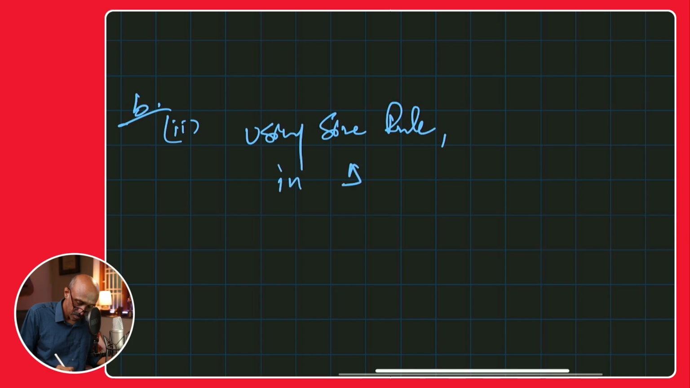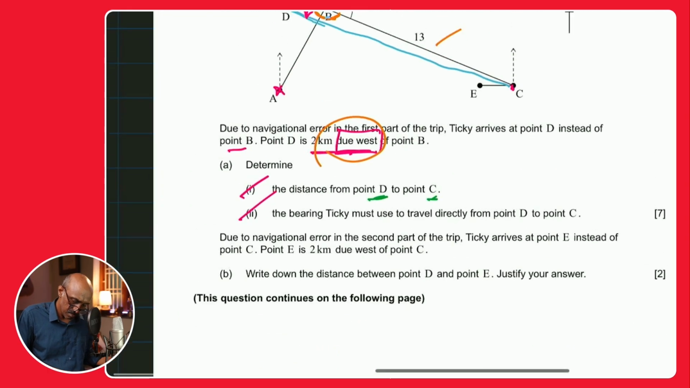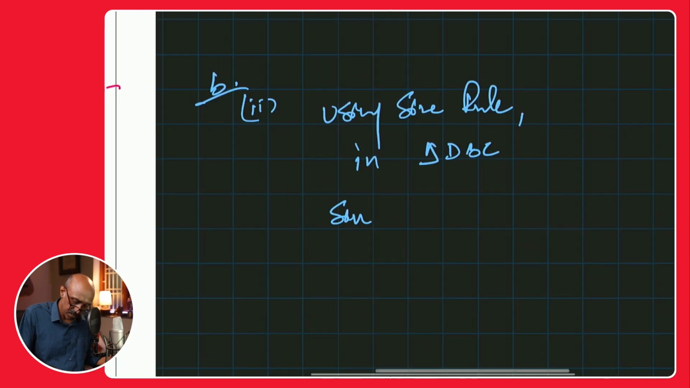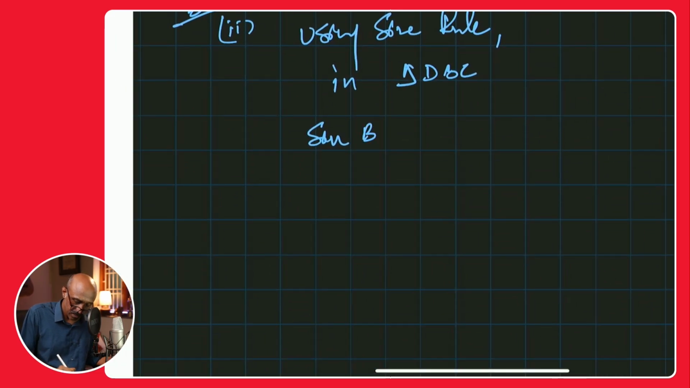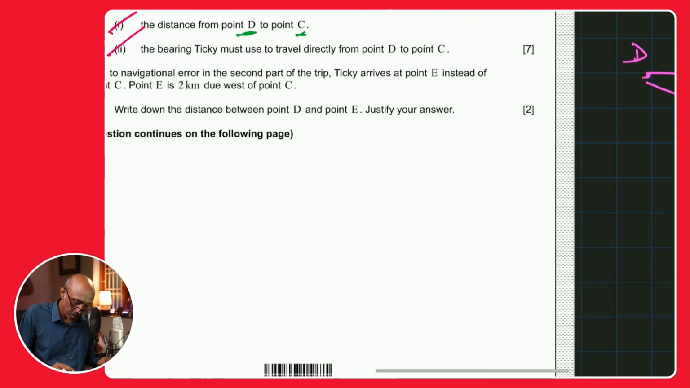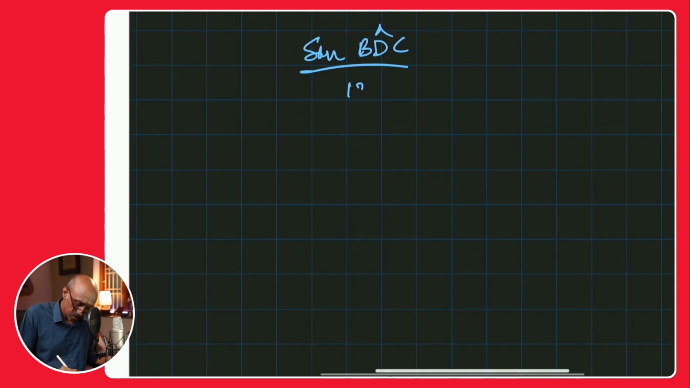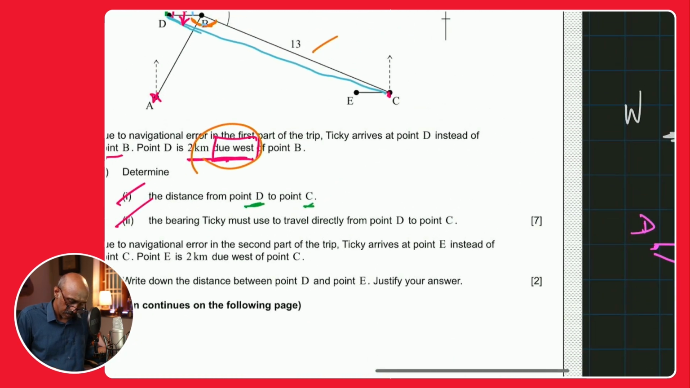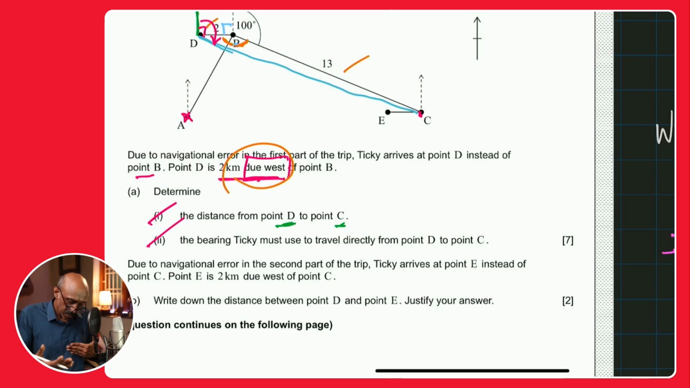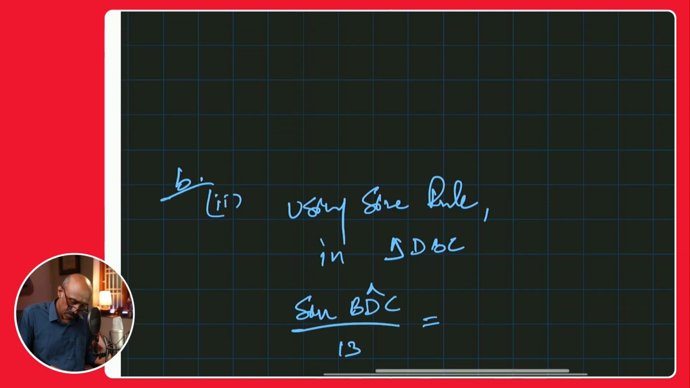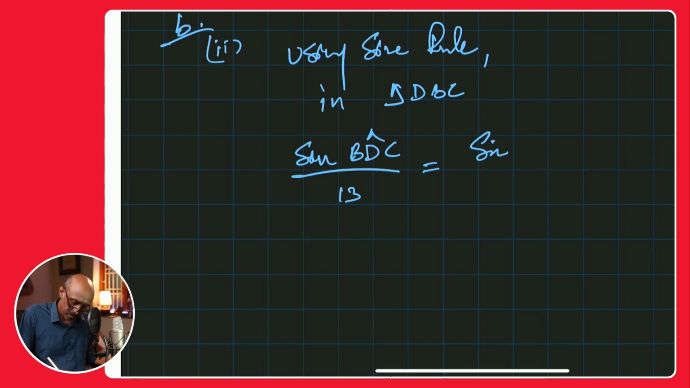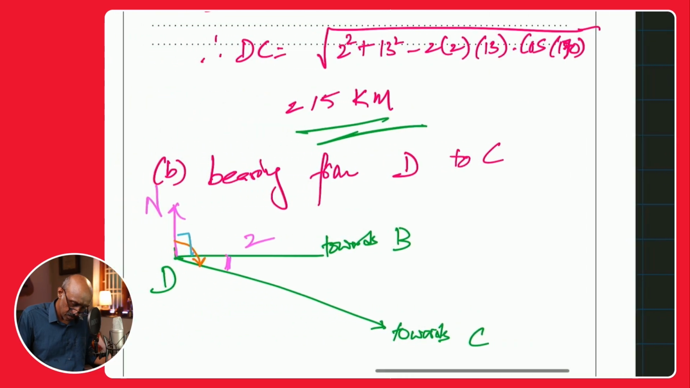In triangle DBC, you can write down sine of the angle BDC, because that's what we're looking for, right? Sine of the angle BDC over the side opposite to that angle, which is 13, should be equal to the sine of the angle DBC over the side that we just found out, DC, which was 15.